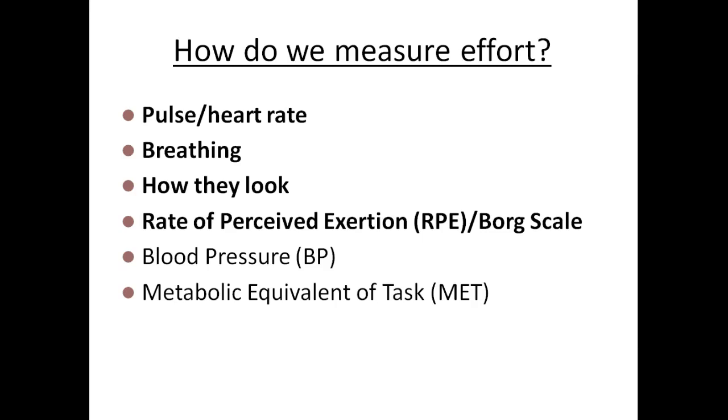And then we're going to come on to the RPE, the rate of perceived exertion, also known as the Borg scale. It's a scale from 6 to 20 if it's the Borg scale, or 1 to 10 on the rate of perceived exertion. This is how hard the person thinks they're working. We could also measure their blood pressure, and a new one on you will be the MET, the metabolic equivalent of task, and we come on to that in a second.